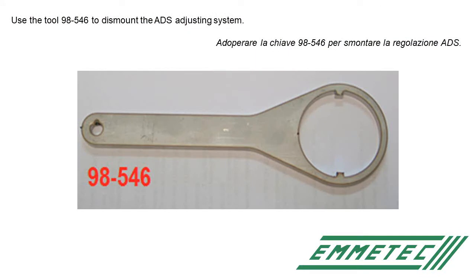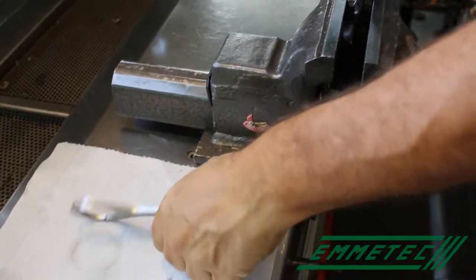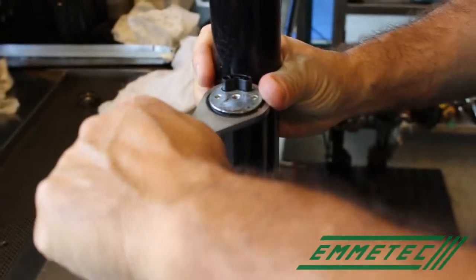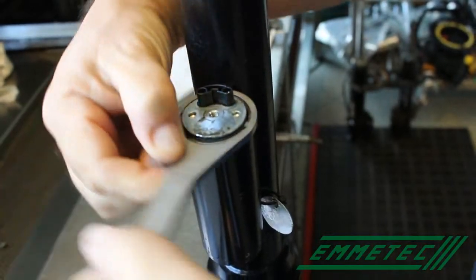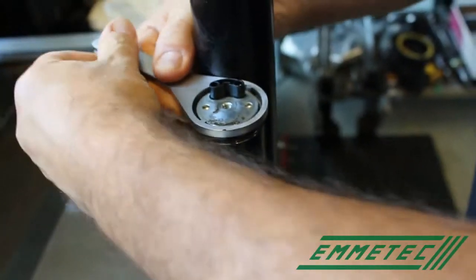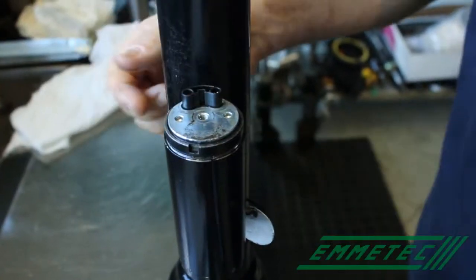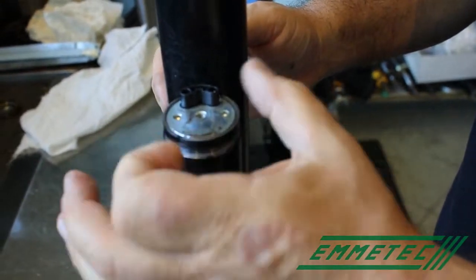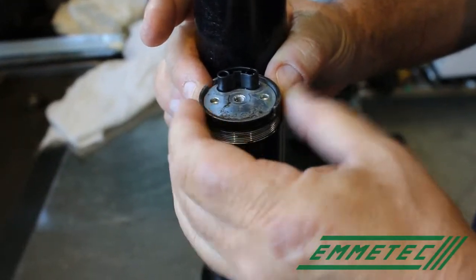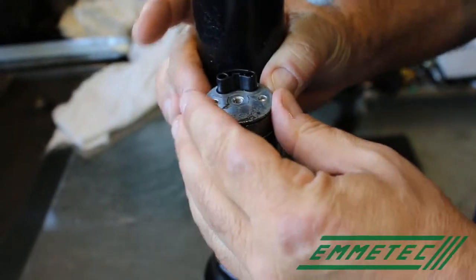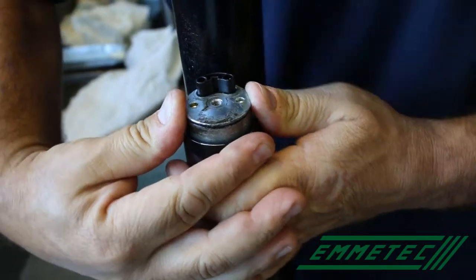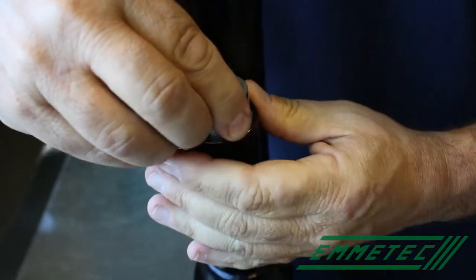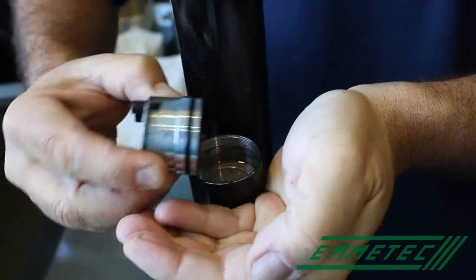Use the tool 98546 to dismount the ADS adjusting system. First thing, remove the thread ring. If needed, beat it a little bit because it can be blocked because it is rusty. Remove the solenoid, being very careful with the attached spring. Do not lose it.